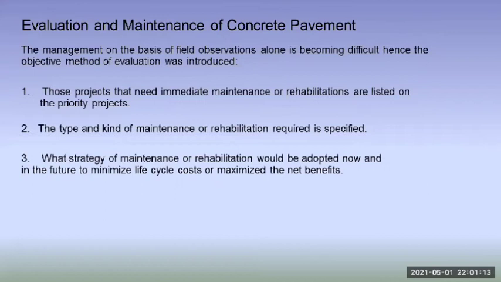Number one is those projects that need immediate maintenance or rehabilitation are listed on the priority projects. Number two is the type and kind of maintenance or rehabilitation required is specified. Number three is what strategy of maintenance or rehabilitation would be adopted now and in the future to minimize life cycle cost or maximize the net benefits.